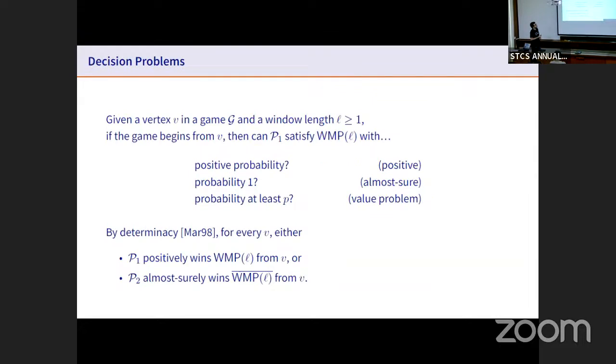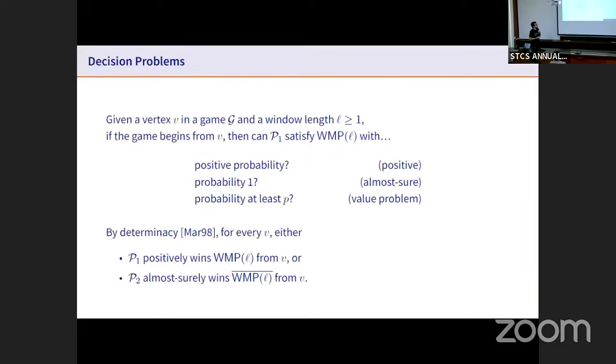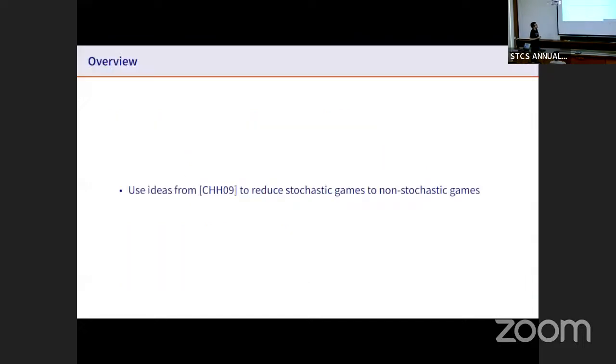So given a vertex, we want to find out if player 1 can satisfy their objective with some positive probability. So what we'll do is find the positive and almost sure winning region. There is some set of vertices from which player 1 wins with positive probability. We'll find that region. I'll briefly describe the algorithms for how to do that.